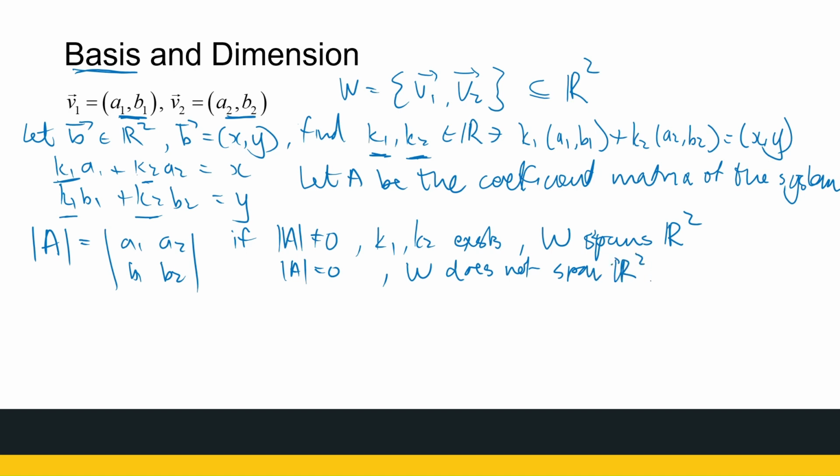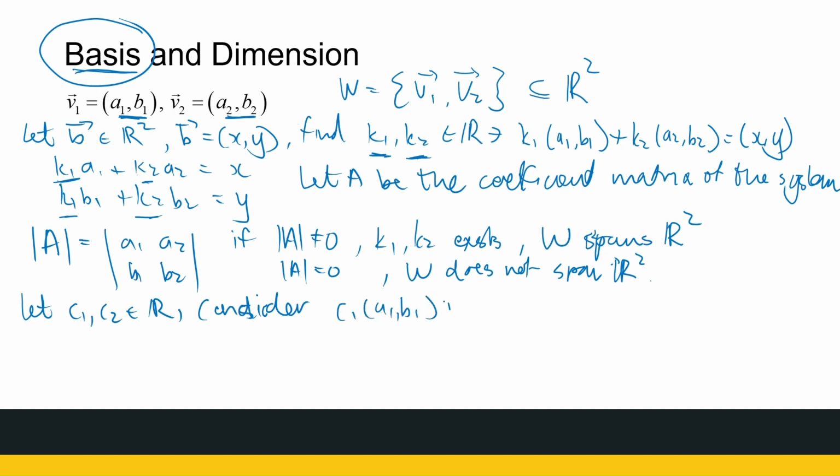All right, but we're working towards a basis. We want to see, how do I test if this forms a basis? So we've looked at span. The next thing we need to look at is linear independence. But I just want to show you what comes up. If I let C1, C2 be any real numbers, and I consider the vector equation C1 times vector 1, which is A1, B1, plus C2 times vector 2, which is A2, B2, equal to the 0 vector in R2, I want that to have only trivial solutions.